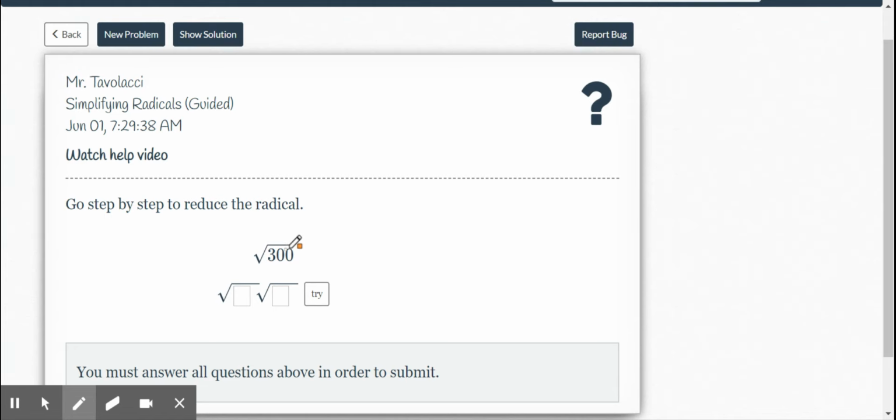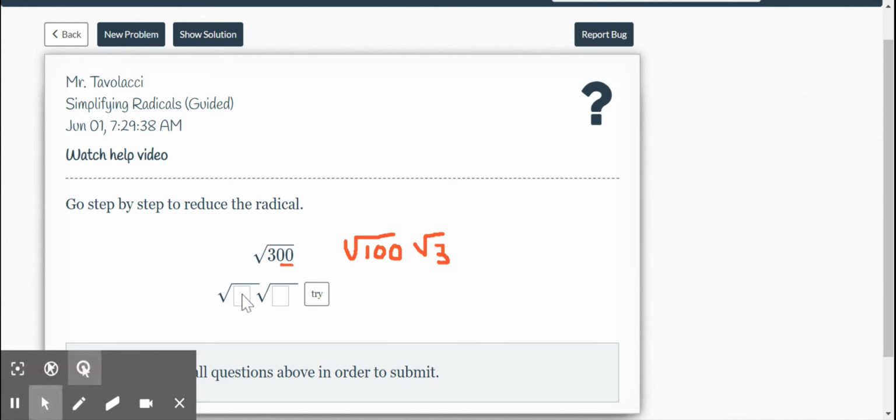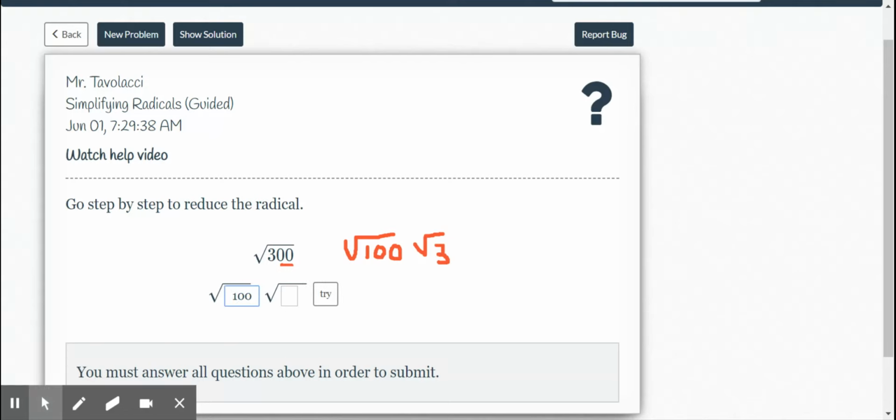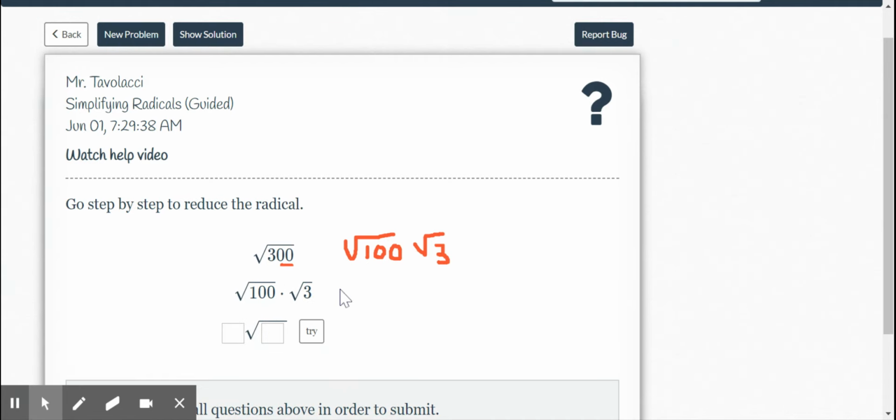Okay. So if I'm looking at radical 300, I want to break this up and think about things that it's divisible by that happen to be perfect squares. Since I see the last two numbers are zero, I'm going to, of course, start with square root of 100 times square root of 3. Okay, so this is initially how I'm going to break this up, and I will put those in the two radicals. And when I hit try, it's going to tell me that's a good way to start.